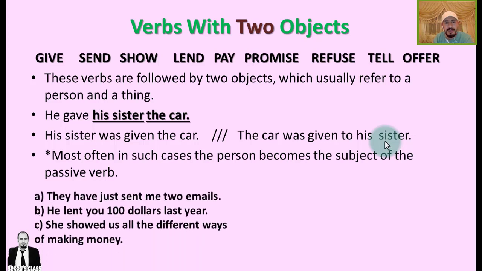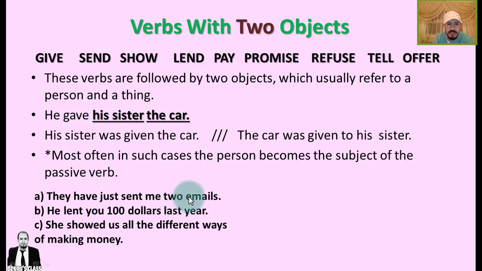So we have here some examples that you have to work on, okay, and see how you can change these sentences into the passive. So we have A, they have just sent me 2 emails. First we have to recognize where the verb is. That's have sent, in the present perfect. And we have me, the first object, and 2 emails, the second object.